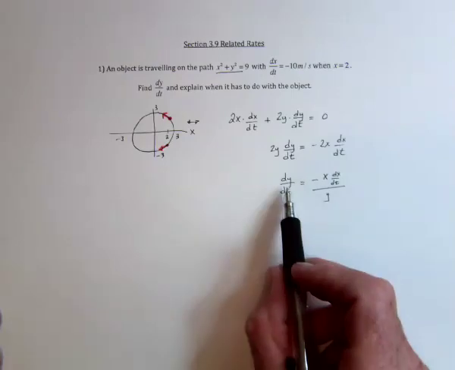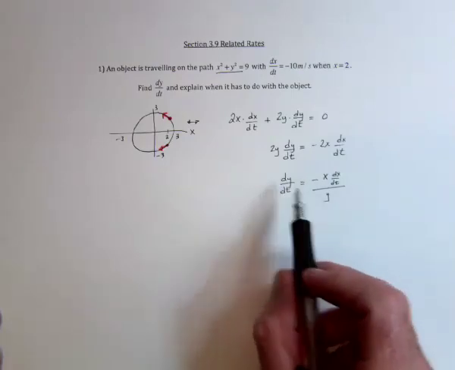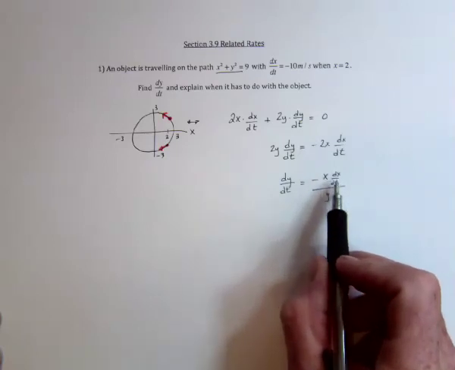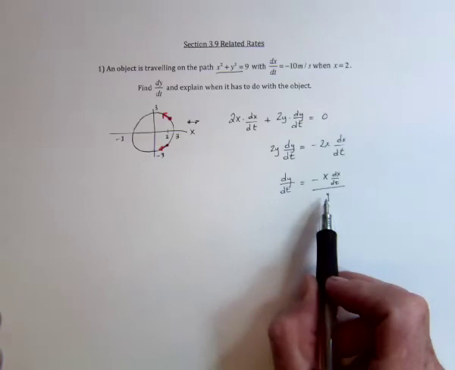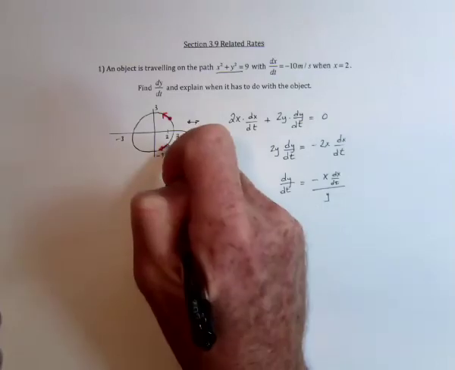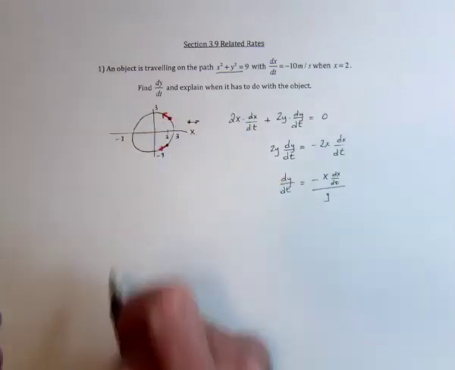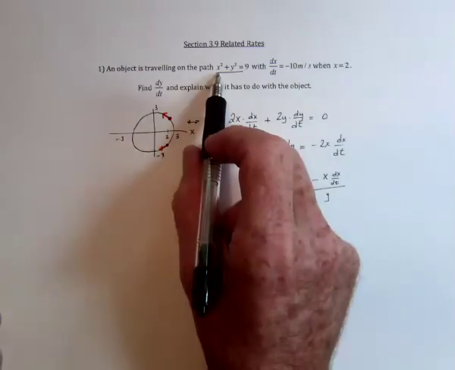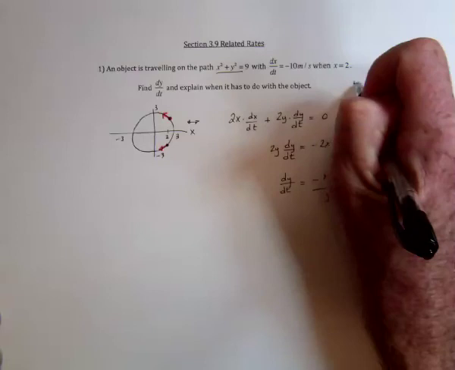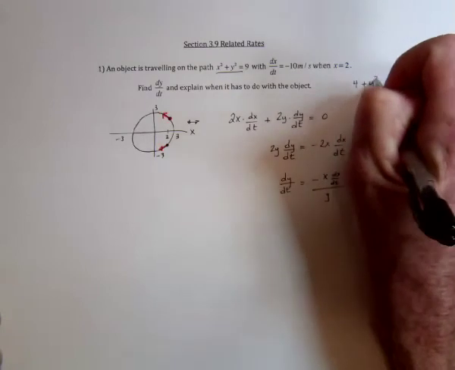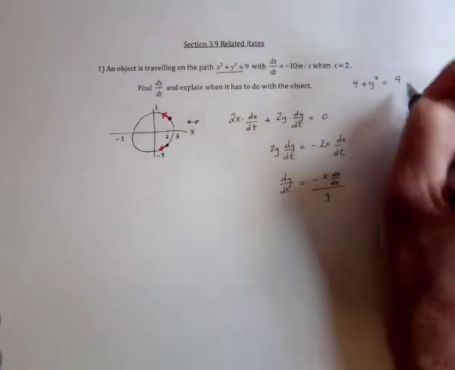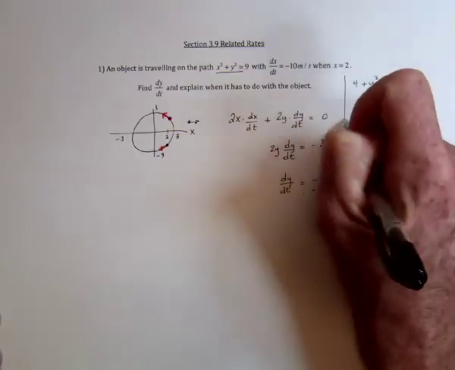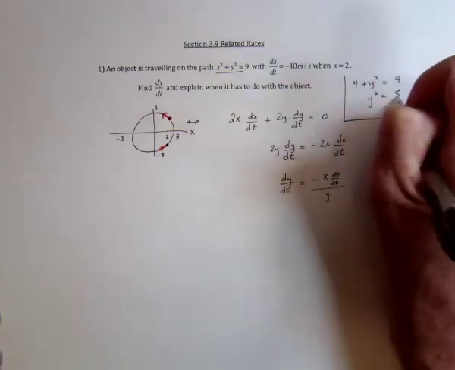So in order to solve for this or get a number for this, we need a number for x. We've got a 2. We need a dx dt, that's negative 10. We also need a y. And so that is when it's right here or right here, what's the y value? So substitute x equals 2 into the original function, and we'd have 4 plus y squared equals 9. So y squared is equal to 5.